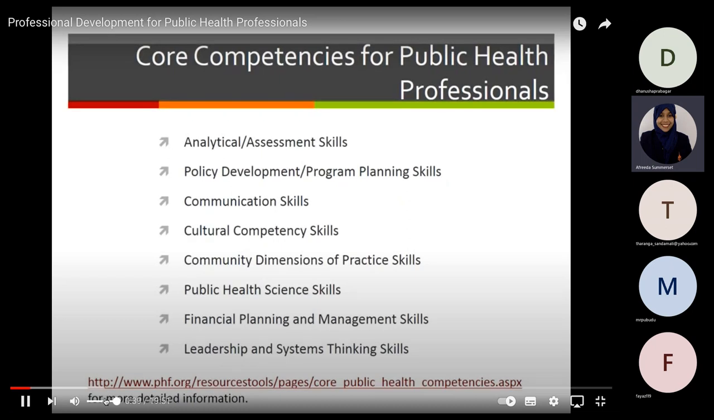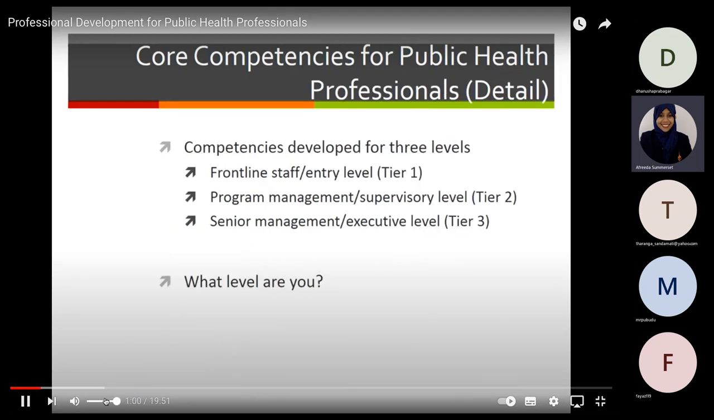There are different kinds of skills, many of which you have learned in your master's program or in your graduate certificate, or even in your undergraduate public health program. Some of them you've learned on the job. All fantastic. Go to this website and take a look at these core competencies. They are divided into three levels.